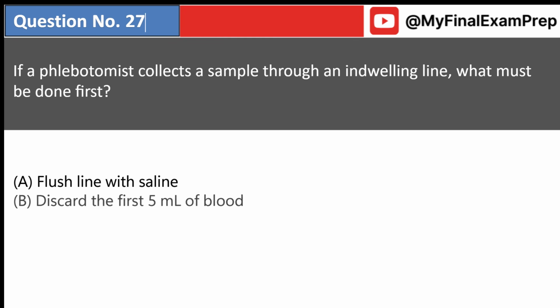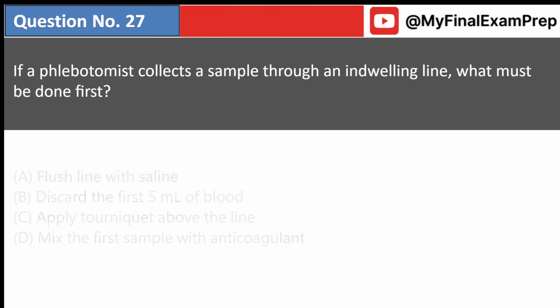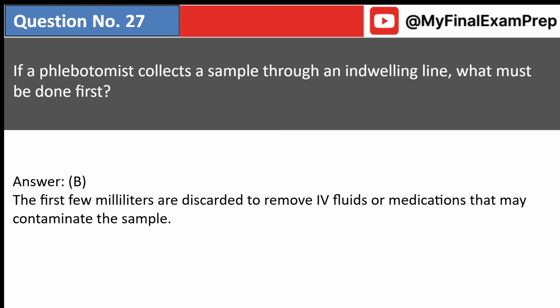If a phlebotomist collects a sample through an indwelling line, what must be done first? A. Flush line with saline. B. Discard the first 5 milliliters of blood. C. Apply tourniquet above the line. D. Mix the first sample with anticoagulant. Answer B. The first few milliliters are discarded to remove fluids or medications that may contaminate the sample.